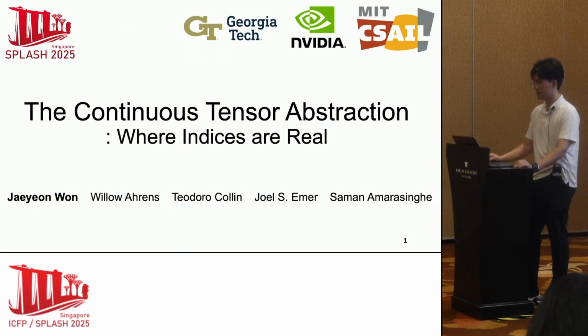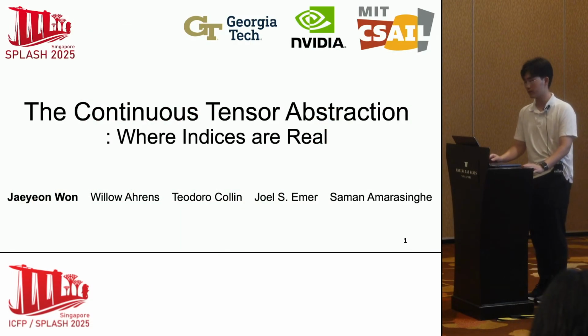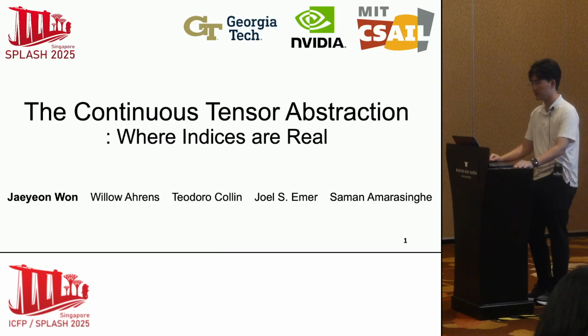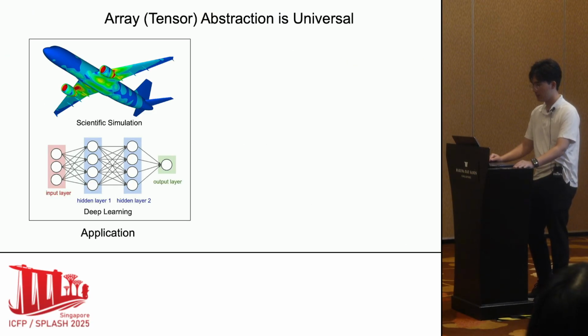I'm Jaeyeon, and today I'll be talking about our work on the continuous tensor abstraction, where you can access tensors with real numbers. So arrays, which today also tend to be called tensors, are one of the most universal ideas in computing. We all learned them in our very first programming class, and they show up everywhere, from scientific simulations to deep learning.